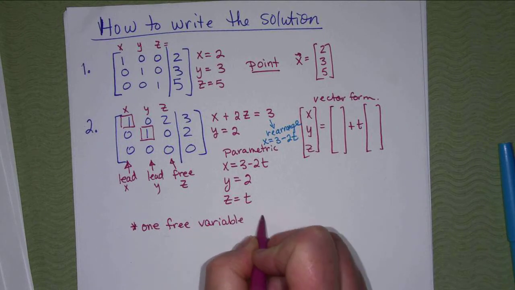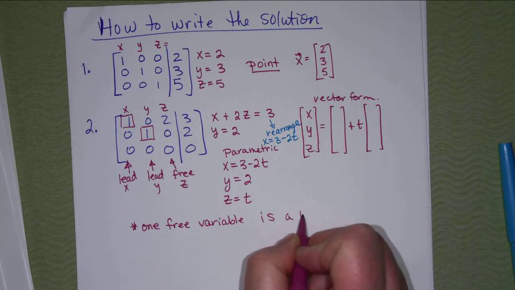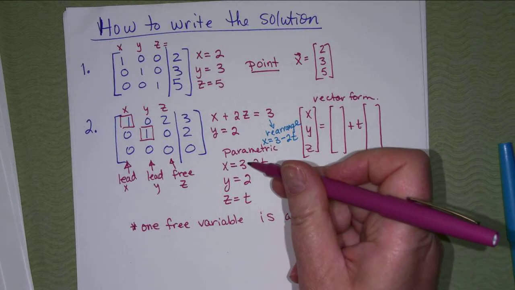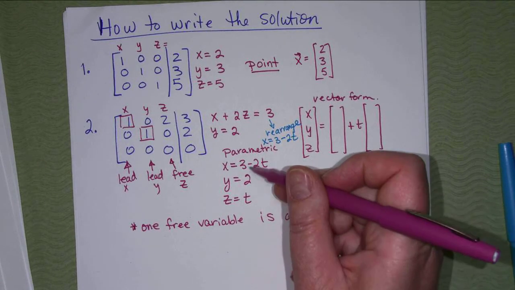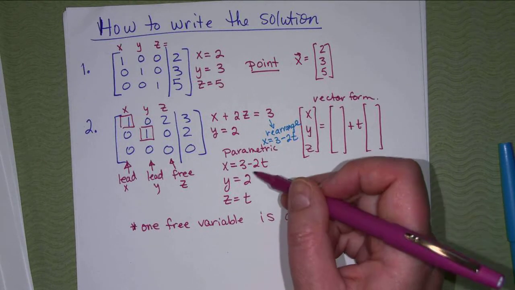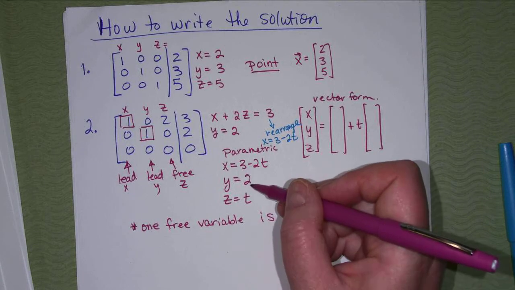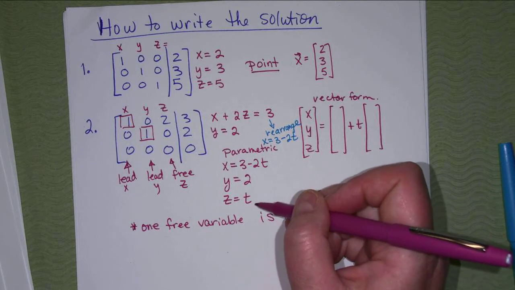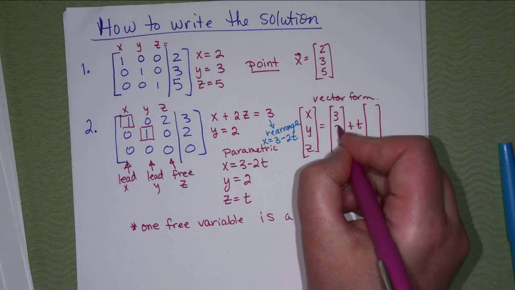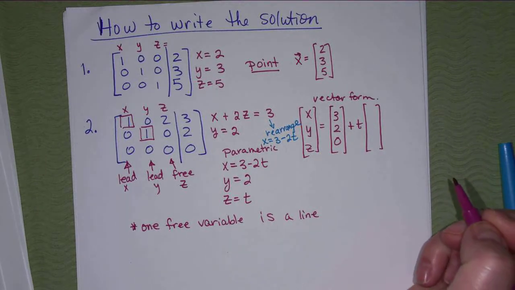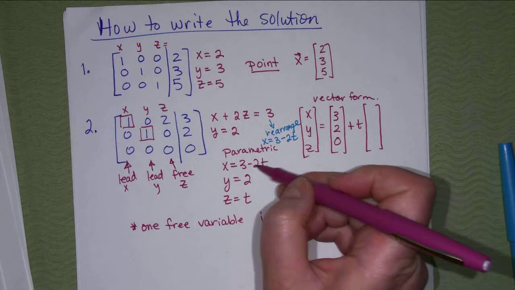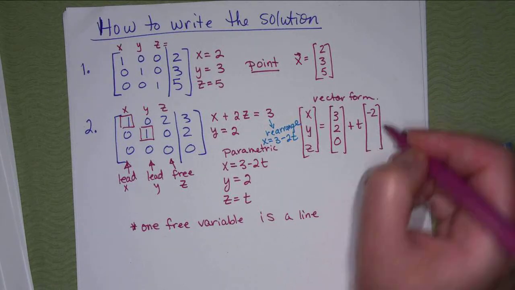so for the point, you look for the numbers that do not have a T. So a 3 doesn't have a T, a 2. And what about in the Z? 0. So 3, 2, 0. So that's our point. And then our direction vector, we've got a minus 2T, no T, so 0, and 1. And so that would be vector form.